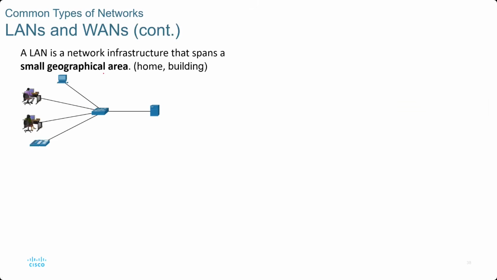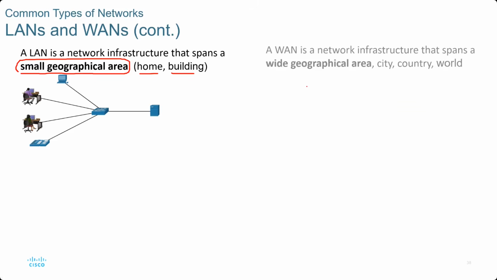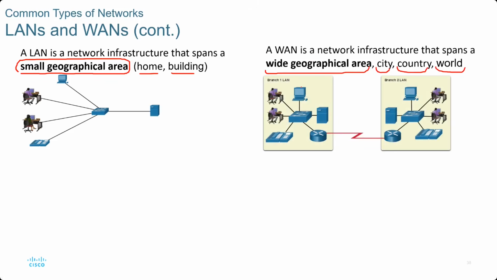So, more things on local area networks. I already talked about local area networks being usually confined to a small geographical area like a home or inside a building like a university or a hospital. Wide area networks are infrastructure that spans a wide geographical area, usually connecting two different cities, two different countries, or the entire world. So hospitals and institutes are all local area networks. To connect them together, they need a wide area network.